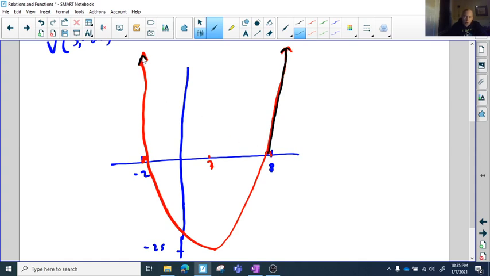Same over here. These are already positive numbers. Nothing's going to happen to this part of the graph. It's going to stay the way it was. Right? So that stays the way it was.